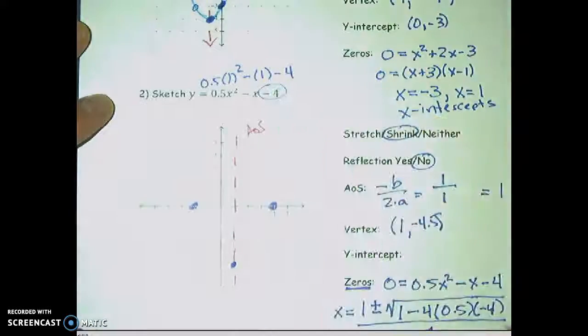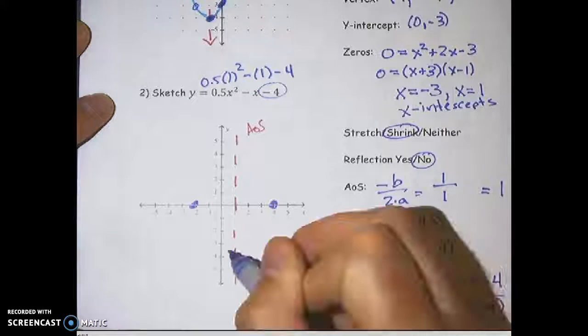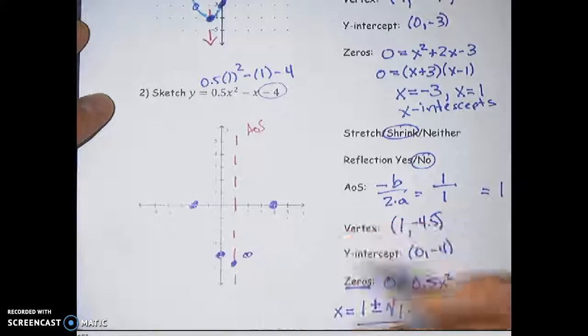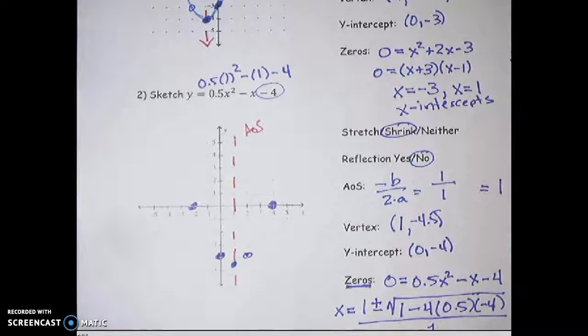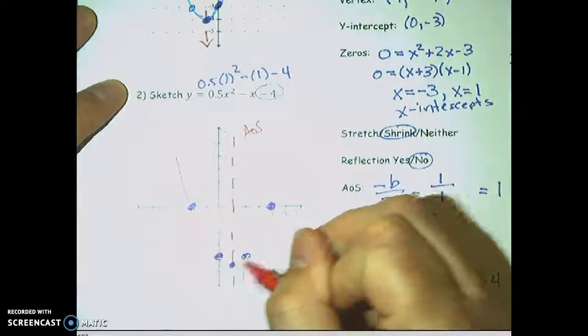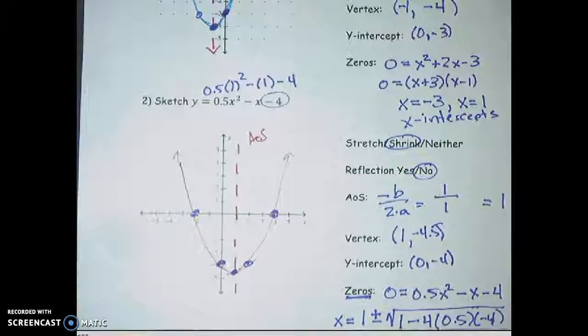Y-intercept is always that C value, so the y-intercept is negative 4. A reflection point would be that point there. And we expected this one to be wider because it was a shrink, so as we go to sketch it, it would look something like that, a little bit wider than the other one.